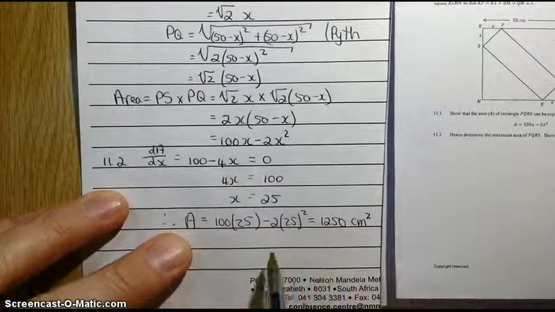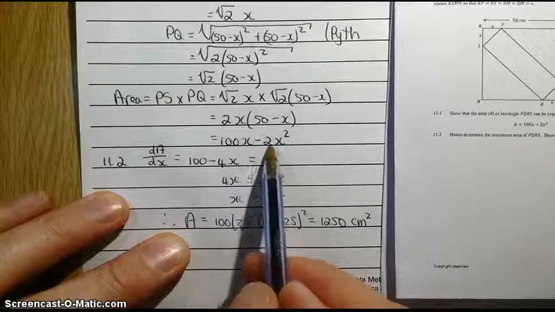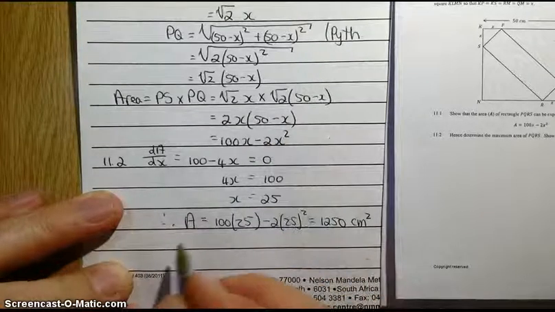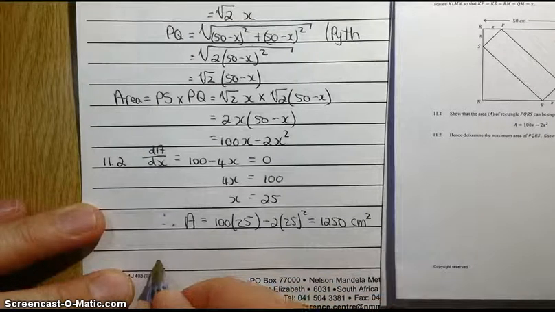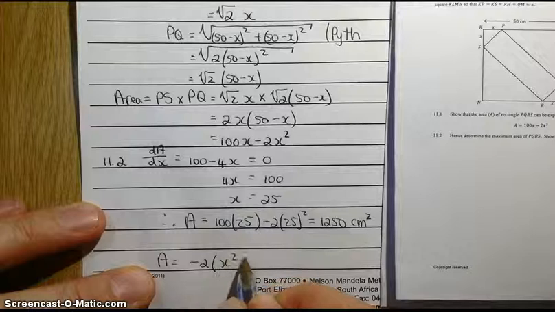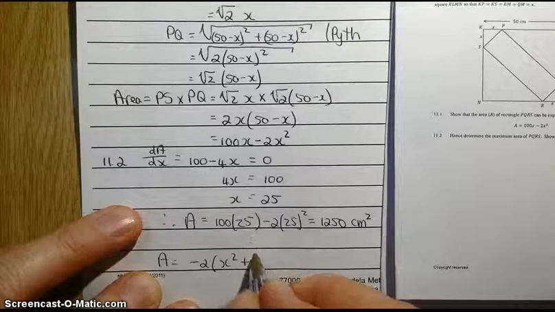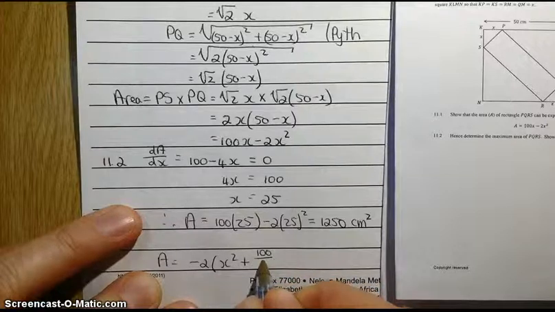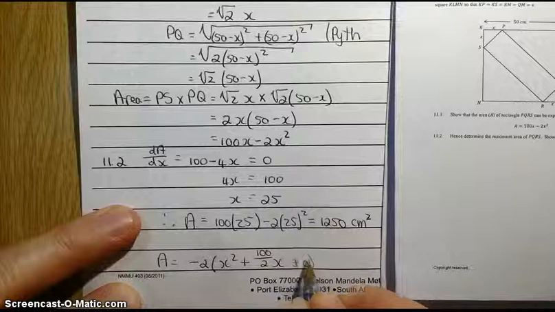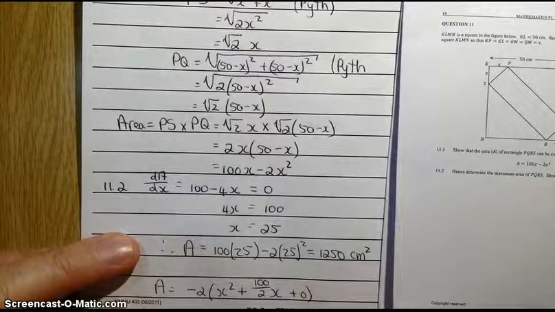You can also do this sum by completing the square for the area. Therefore, remember that you need to have the coefficient of x squared equal to 1. So just to start the process for you, the area will be equal to minus 2 times x squared plus, and then it will be 100 over 2, because you're taking that out, which will become a 50x, and you can even plus 0 if you want to. Right, and then you complete the square on that.